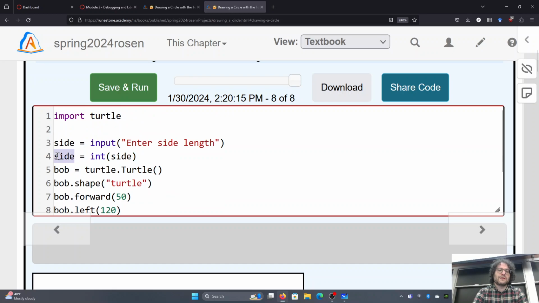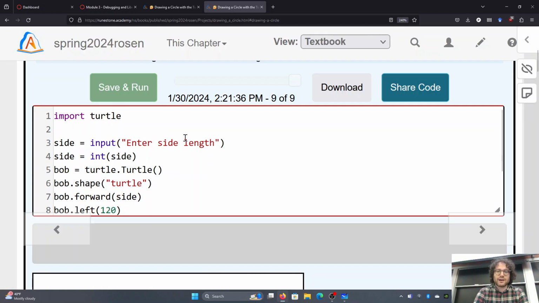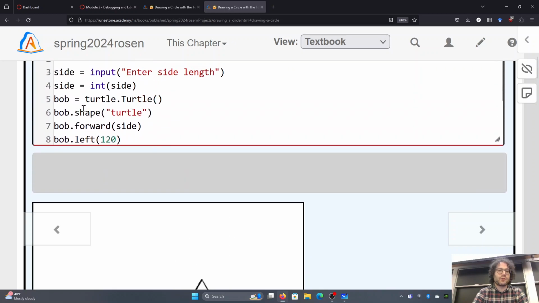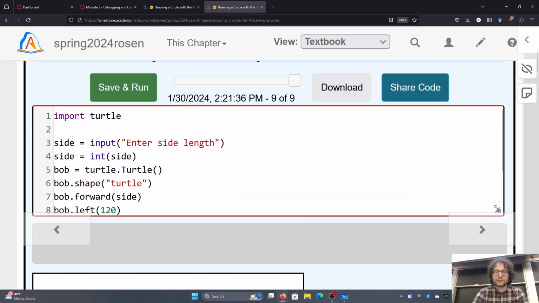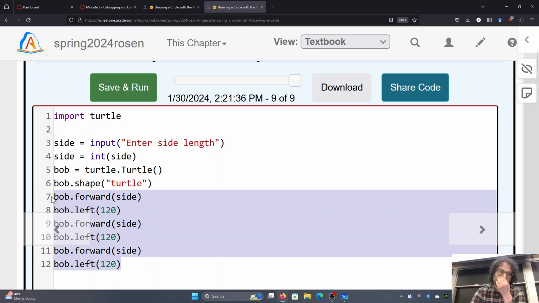And rather than moving 50, I'm going to tell Bob to move forward that length. Why? Because that's how big I want each side to be. Make sense? We want it to be that big. So now if I say, hey, can you do 100? He does. He makes a bigger one. So let's get that on the screen for a second, just enough time for you to copy it down before I delete it, because I will be deleting this. This part is the part I want to rework here.